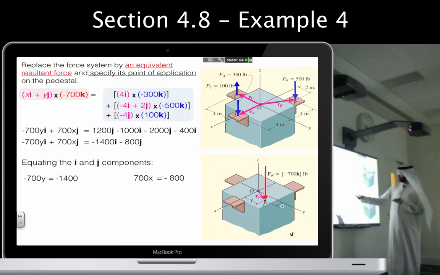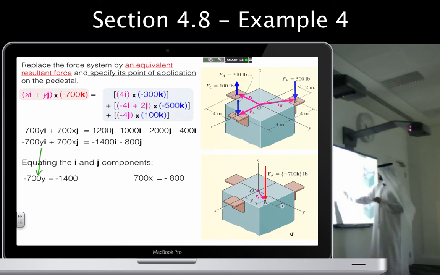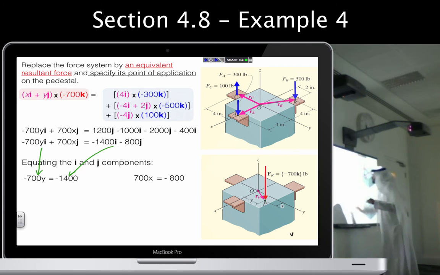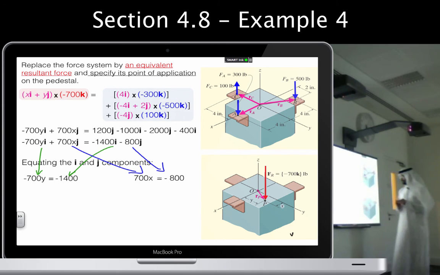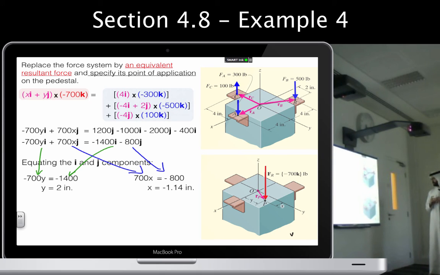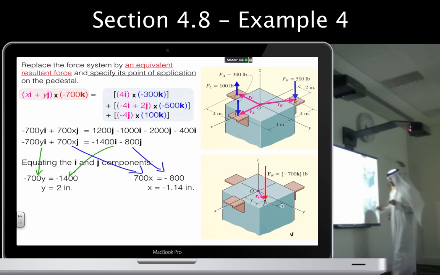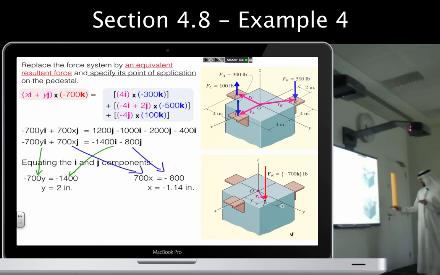So this is the y component, and these are the j components. So the greens are the i components and the blues are the j components. And that's it. y will be 2 inches and x will be negative 4 inches, and these will determine the coordinates of your point P. So this means that your resultant force will be somewhere here, right?